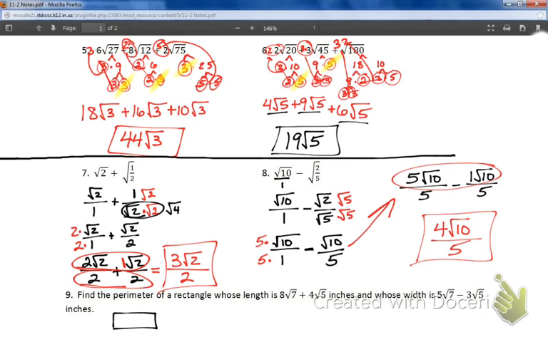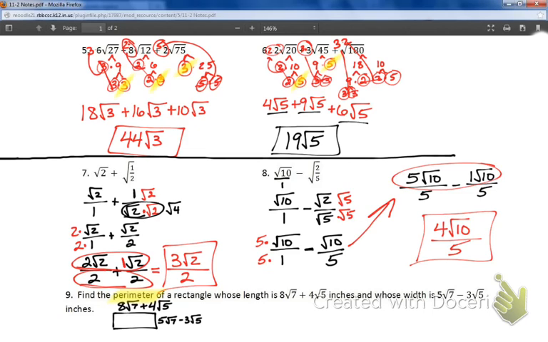If the length is 8 root 7 plus 4 root 5, and the width is 5 root 7 minus 3 root 5, you need to know how to find the perimeter of something. Well, the perimeter is to add up all four sides. Now, you might say, can I multiply the length by 2, multiply the width by 2, and then add that together? And yes, you can, except we haven't taught you how to multiply radicals together yet.